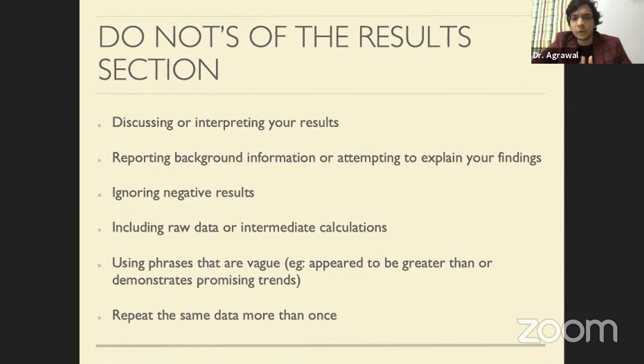Don't repeat the same data more than once. Even if you found that your drug decreases mortality in cancer patients by 80%, you don't start your results with, our drug decreases this, and then again at the end, and therefore our drug decreases mortality by 80%. Just because it's an amazing finding doesn't mean that you repeat it. This is not Instagram or Facebook where you're trying to grab people's attention. You're trying to report your work and how people should benefit from it. It's not a social media post, right?